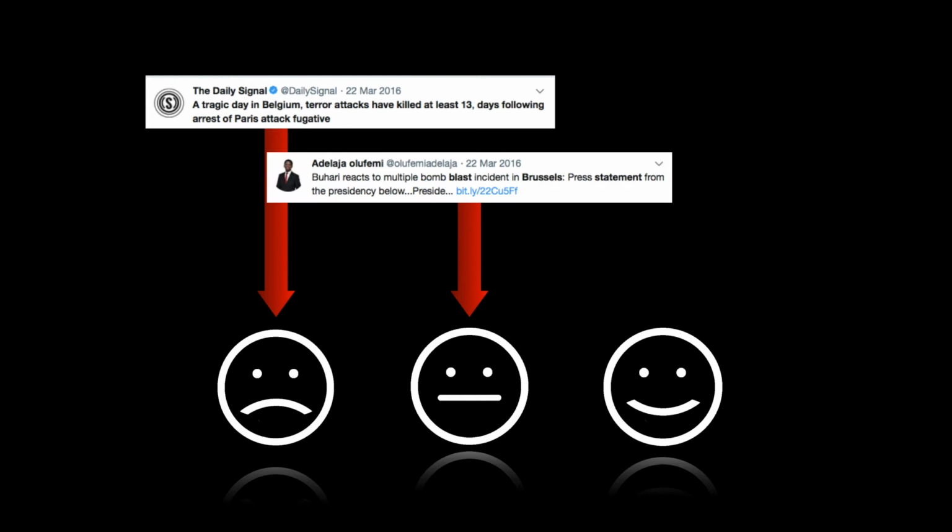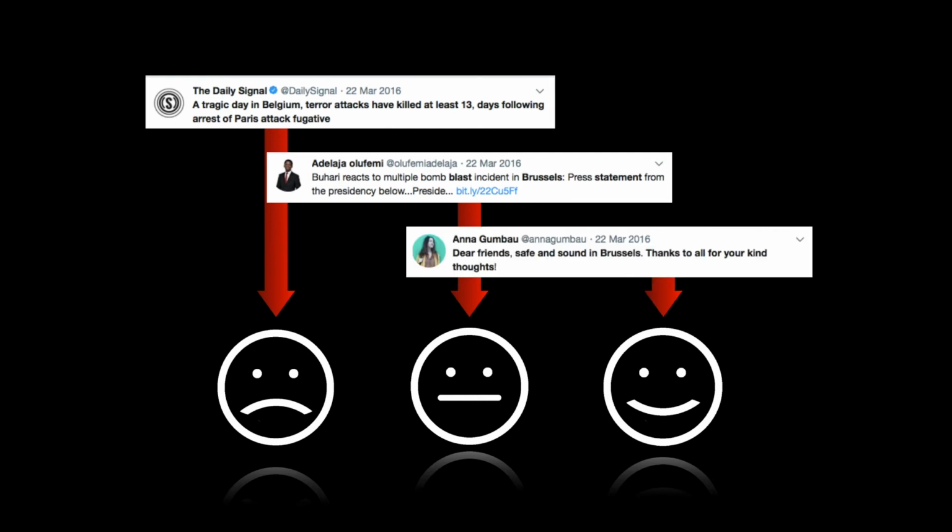More objective content, often content from news headlines, is also pretty prevalent. So here, Buhari reacts to multiple bomb blast incidents in Brussels, press statement from the presidency below. There's no real emotional aspect here, so you could say maybe there's neutral sentiment.